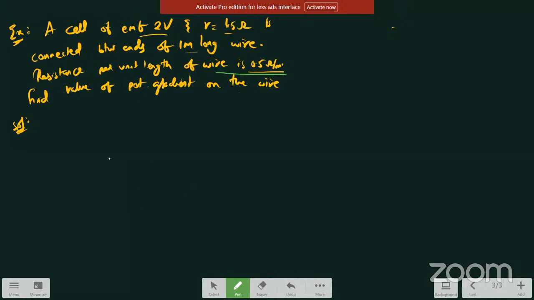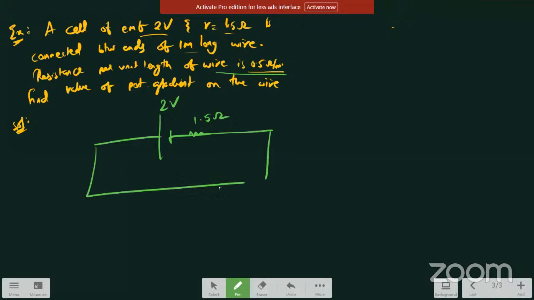So first of all, if a question is given in this way, what will you do? You have to draw a battery, and draw a small resistance beside this. This has 2 volts EMF, and I connect a wire of 1 meter length. To find the potential gradient, what you have to find? Potential gradient means V by L, right?